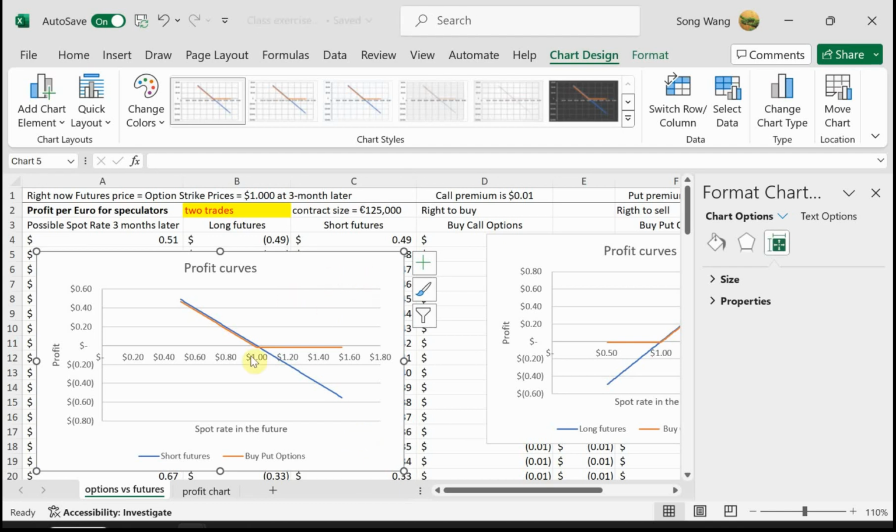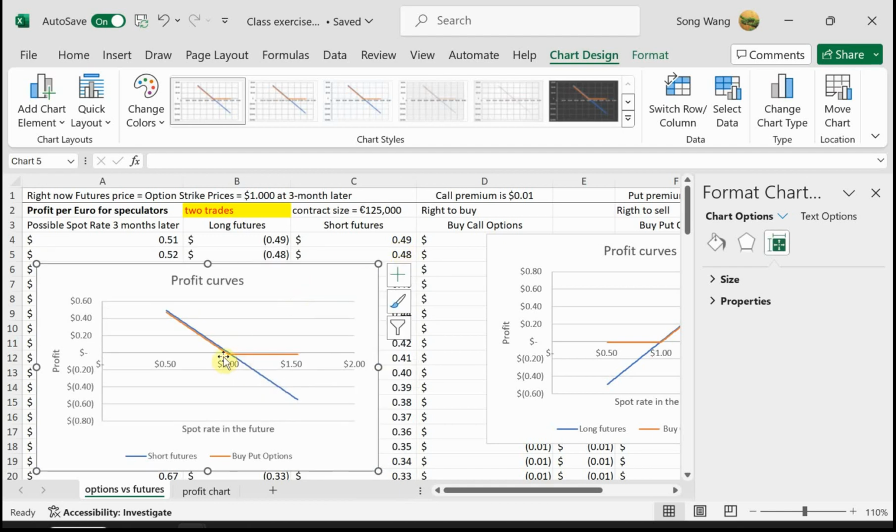So if you make a comparison, you can see that if you short the futures, you can make a profit when the price declines, and you can also make a profit by buying a put option when the price declines. But if you buy a put option, then your loss is limited to the negative premium, and if you short futures, then there's no limit to your losses because you are obligated to sell at $1 no matter what if you sign a short futures contract. And when the price increases, you would suffer a lot of losses.